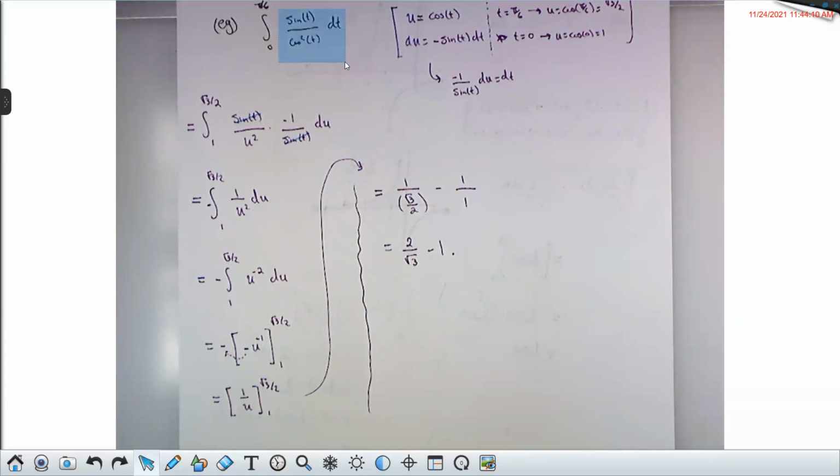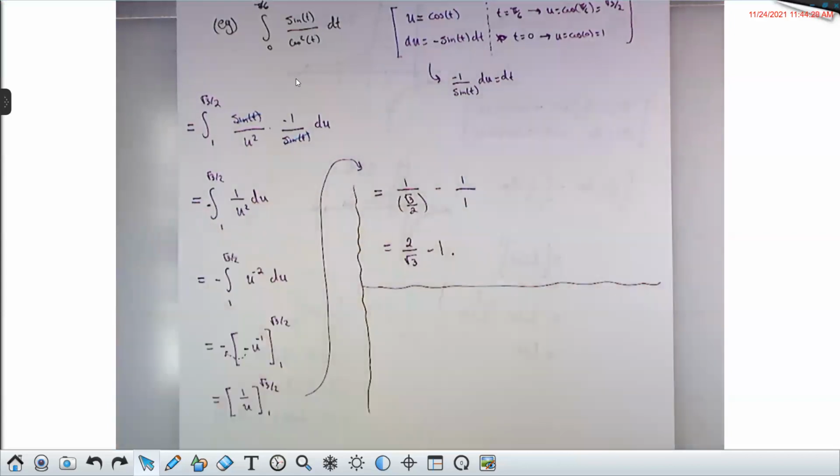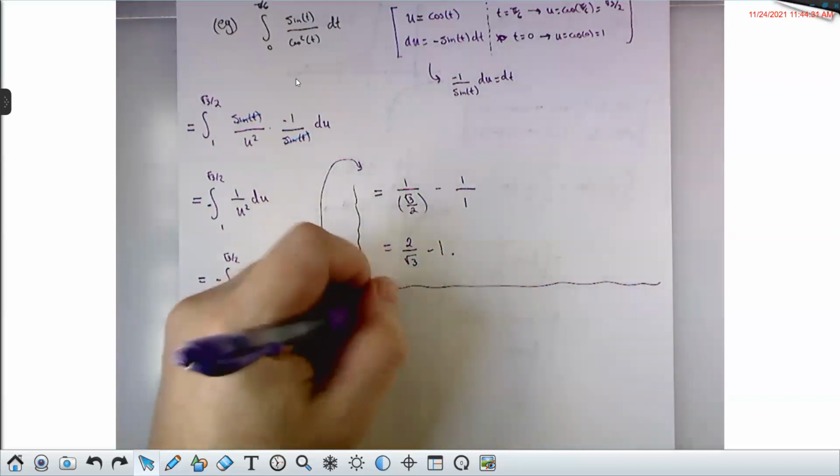If you'd rewritten this as secant times tangent, your antiderivative would have been secant. And secant is the same as 1 over cosine. So it's nothing crazy here. You can do it either way. The other little thing I kind of wanted to show you is an alternate way of handling the differential.